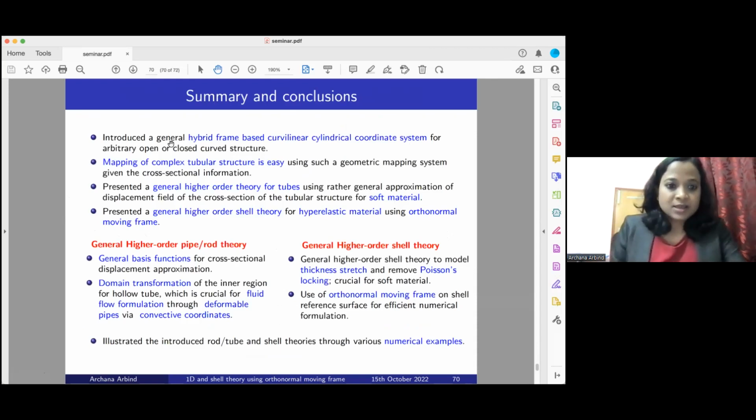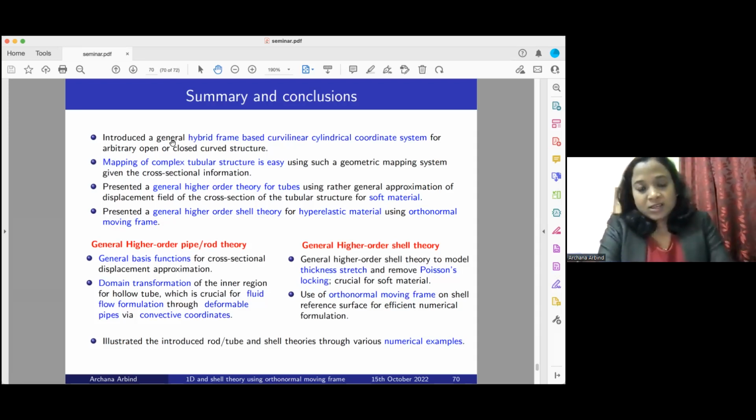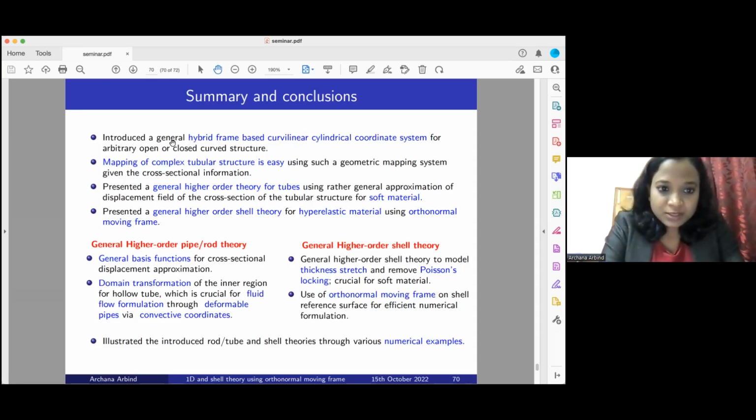So to summarize, in this talk, I have talked about the hybrid frame-based curvilinear coordinate system and all the kinematic derivation for this kind of curvilinear coordinate system. This makes the mapping of complex tubular structures comparatively easy. And also I have talked about the higher order one-dimensional theory for soft material and general higher order shell theory for hyperelastic material for an orthonormal moving frame.